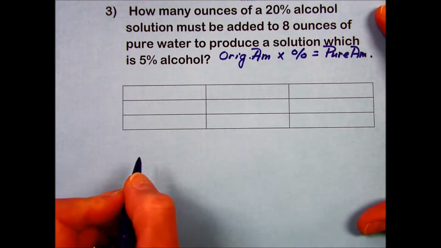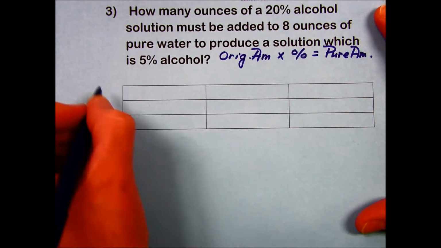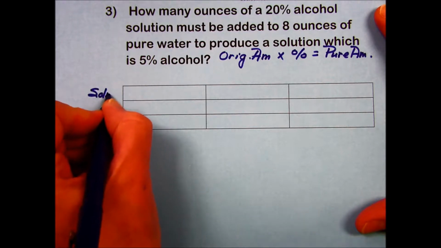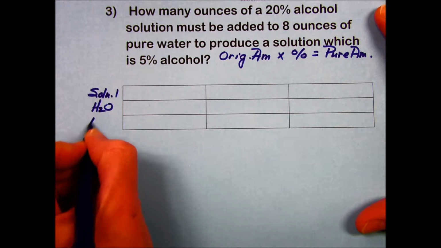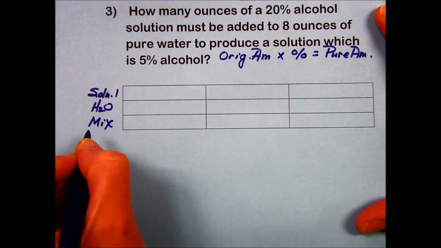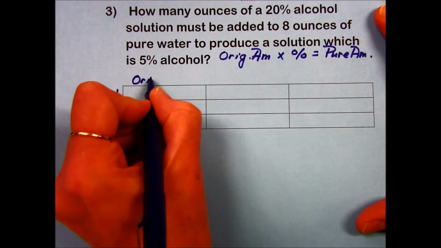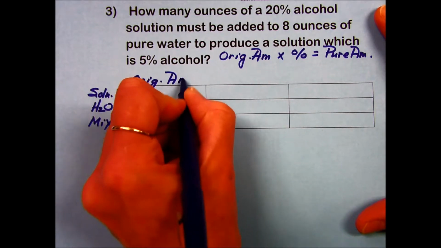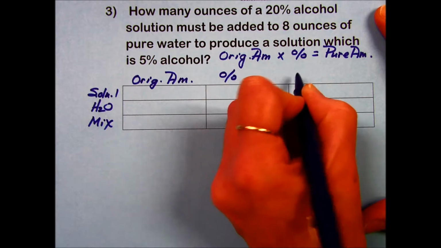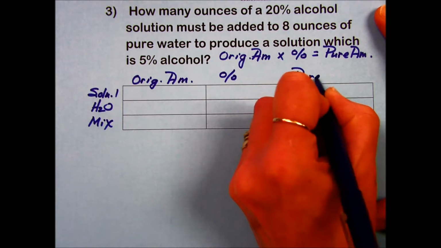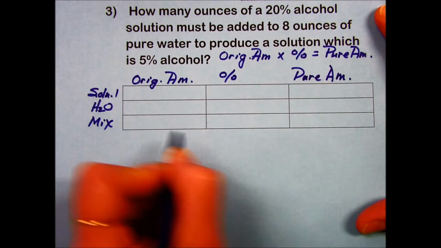So to help organize this information, I have a table set up where I'm going to keep track of solution 1, the water, and the mixing of the two. I want to know what the original amount was. I need to know the percentage, and after multiplying those two will result in the pure amount.